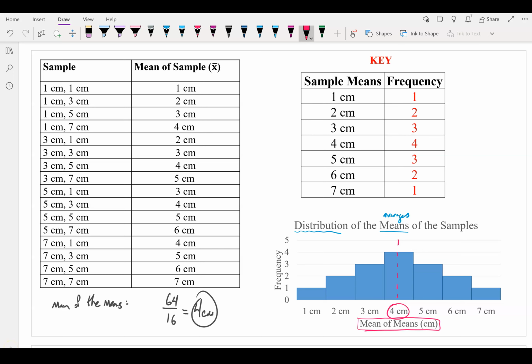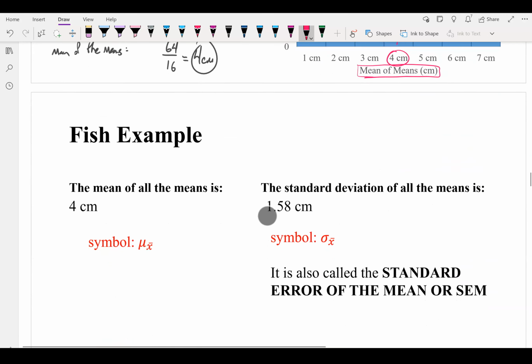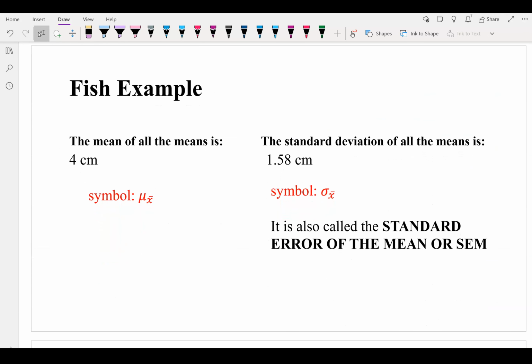The easiest way to know what the mean of the means is that it's actually going to be equal to the original mean. When we started this question, we knew that the mean was 4. So I'll get back to that in a second.